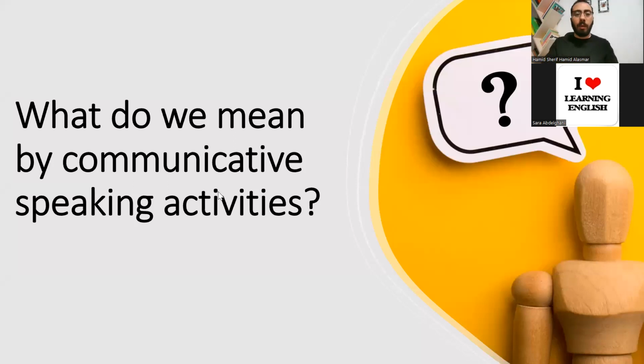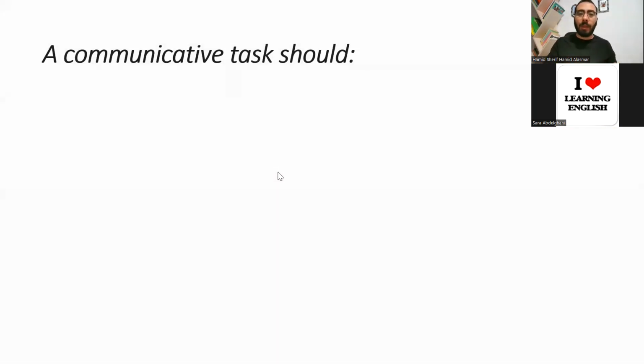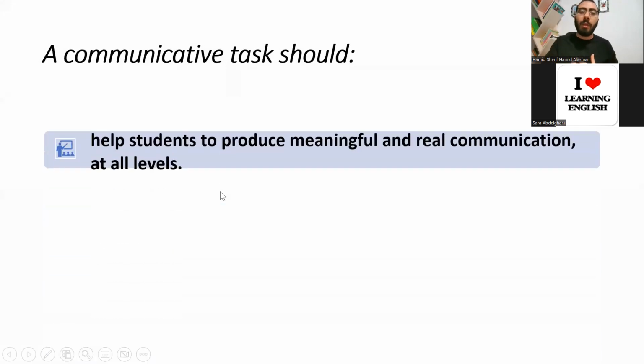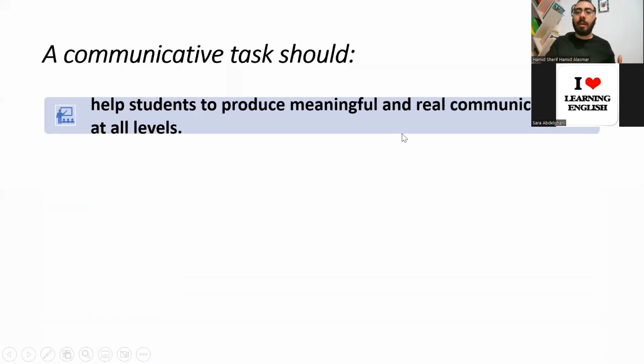Now, we'll be looking at what makes a communicative task. Basically, you have three major ideas. The first thing is it helps students to produce meaningful and real communication at all levels. It should be real and meaningful, so it should be something that imitates what happens in real life, not something just for them to speak. For example, talk to your friend. This is not actually communicative. There is no meaning behind it. There is no reason for them to listen to each other.